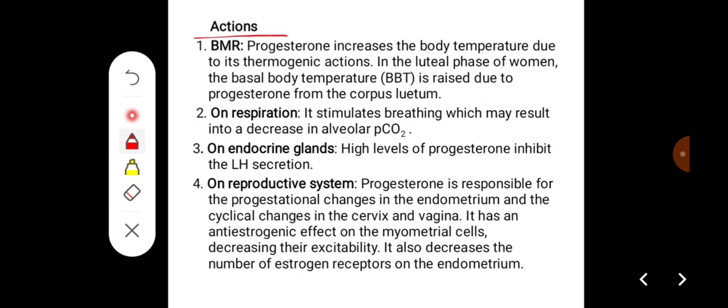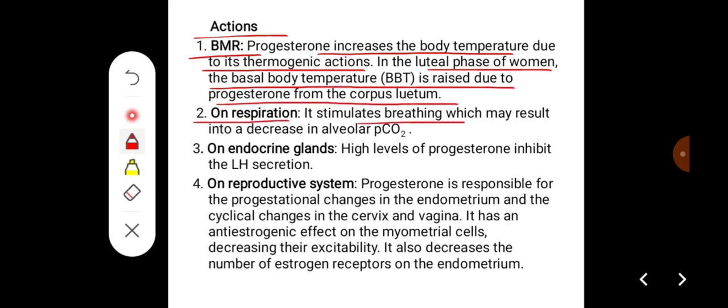Actions of progesterone. It helps in the basal metabolism, that is basal metabolic rate. Progesterone increases the body temperature due to its thermogenic actions. In the luteal phase of woman, the basal body temperature is raised due to the progesterone from the corpus luteum. On respiration, it stimulates breathing, which may result in a decrease in the alveolar PCO2. On endocrine glands, high levels of progesterone inhibit LH secretion.